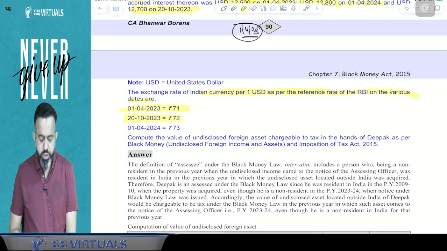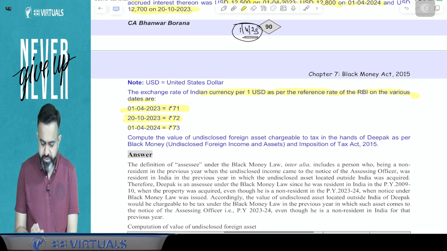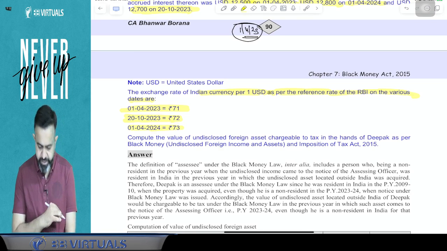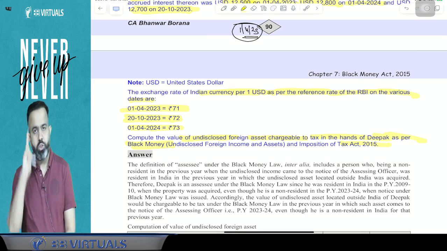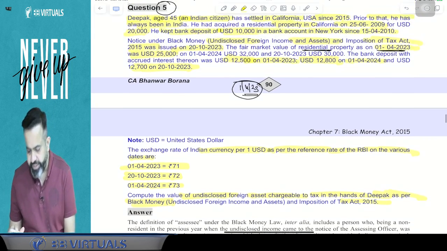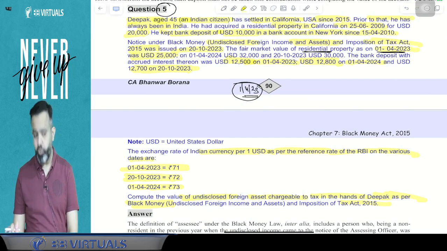20th October 2023, 72. And 1st April 2024, 73. Compute the value of undisclosed foreign asset chargeable to tax in the hands of Deepak as per the Black Money Act, 2015. So there are two assets: one is the residential property and one is the bank account.